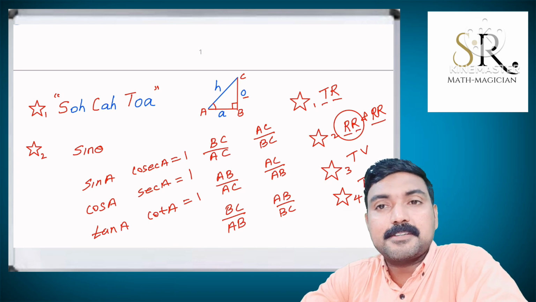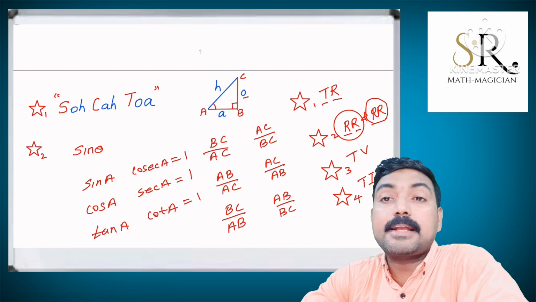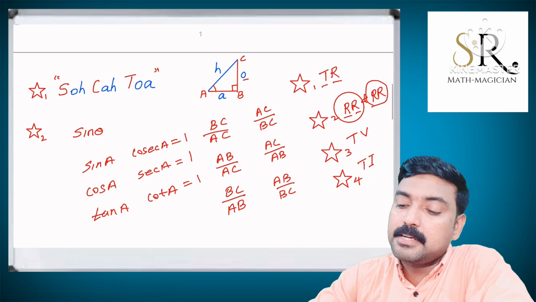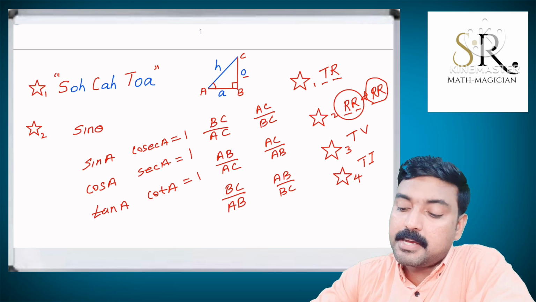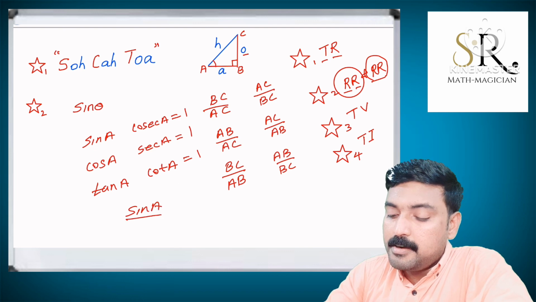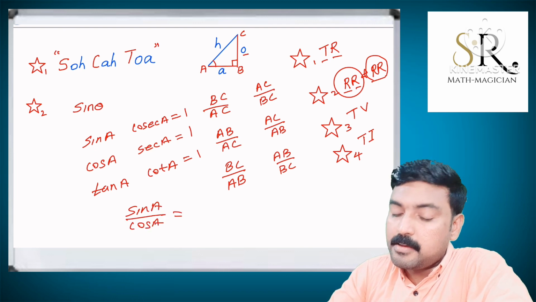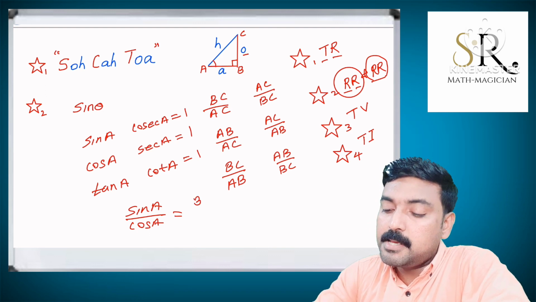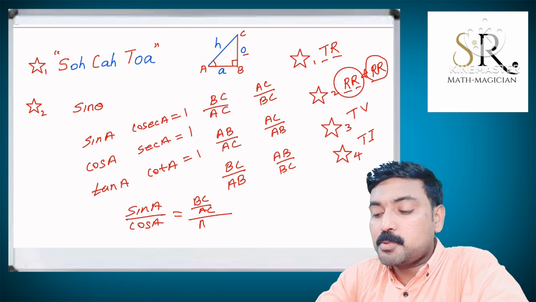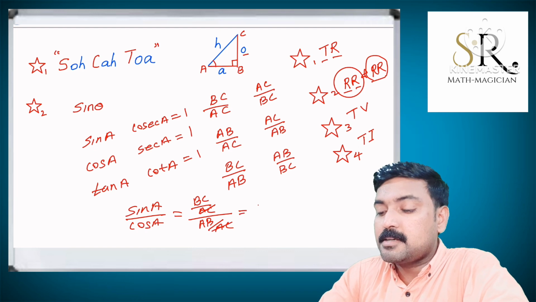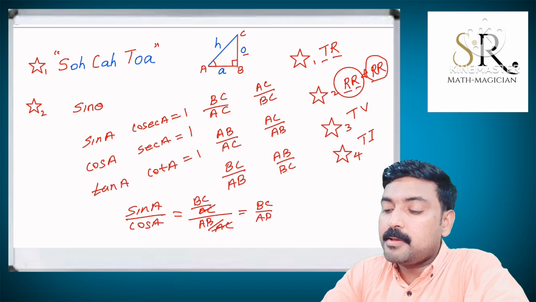RR and RR. What is the second RR, do you know? Ratio relation. What is the ratio relation? We can divide sine and cos. Are you ready for that? Sin A divided by cos A. From this figure, we understood sin A is equal to BC by AC, divided by cos A is equal to AB by AC. On both sides AC is cancelled, so we will get BC by AB.